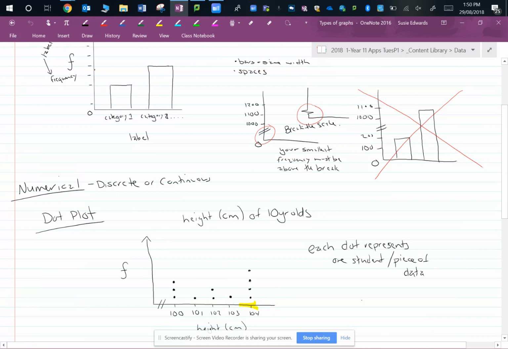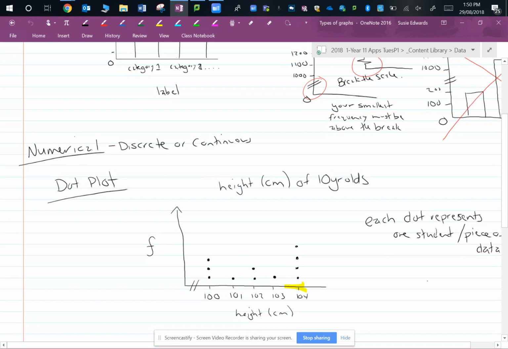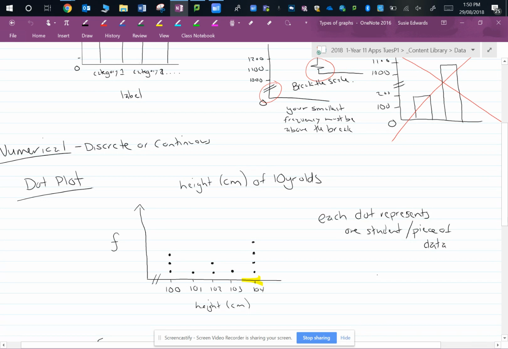we then looked at numerical data. Discrete data we do with dot plots, okay? Each dot represents a person or a piece of data. So we don't have to have a scale down the left-hand side. Why don't we have to have a scale down the left-hand side? Because the dots are that scale, okay? So the dots show you the frequency.